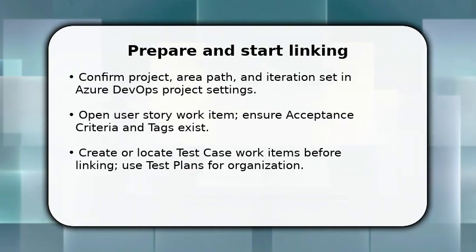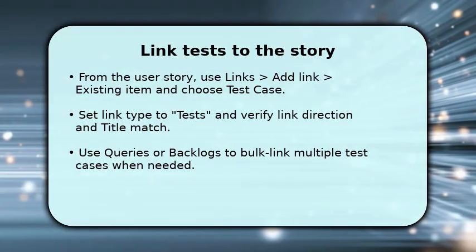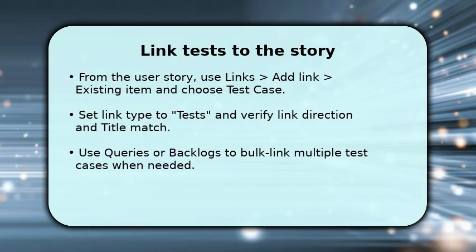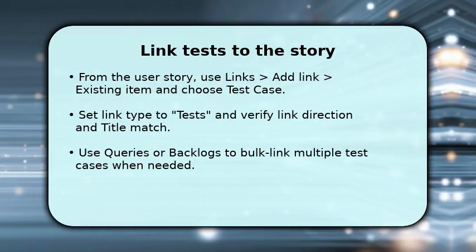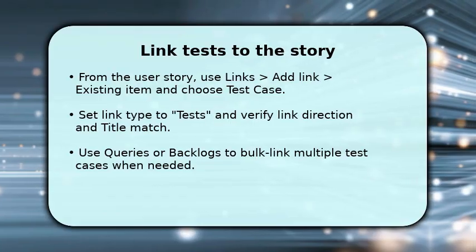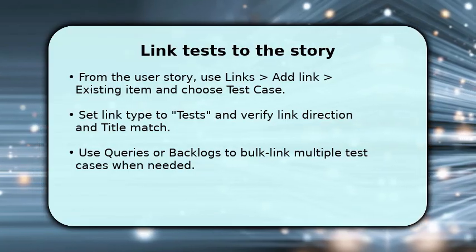Now perform the linking. In the user story, choose links, then add link and pick existing item, searching for test case ID or titles because precision matters. Set the link type to test so reporting recognizes the relationship. Verify direction and the title to avoid reverse semantics.